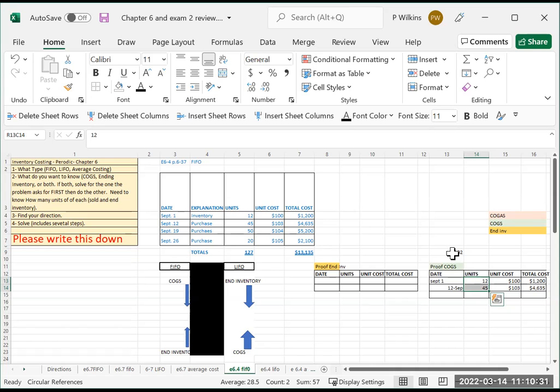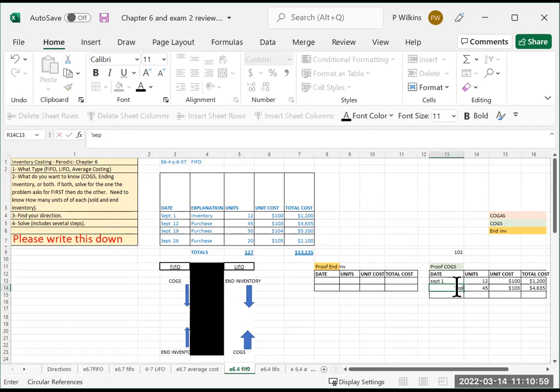How many more do we need to get to 102? We need 45 more units to get to 102. So if we come over here to the chart, we've already done the first line, and we've already done the second line. Now we're down at the third line, and we see that there's 50 units there. But we only need 45 of those 50. So we're going to take 45 of those units. We're taking them from the September 19th purchases. We're taking 45 of those units. Those cost $104 each.